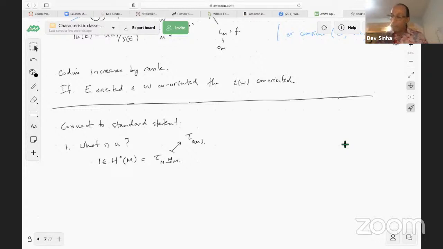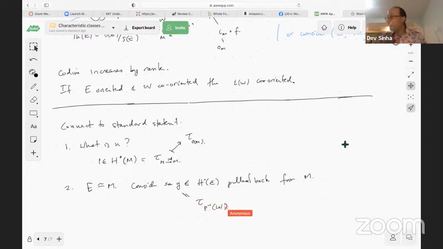Next, note that E is homotopy equivalent to M, so we're supposed to take a cup product with a cohomology class in E. So let's consider some Y in the cohomology of E pulled back from our base M. So really what we're saying is Y is going to be a Thom class of our preimage in the bundle of some, say, W as a submanifold or pullback.